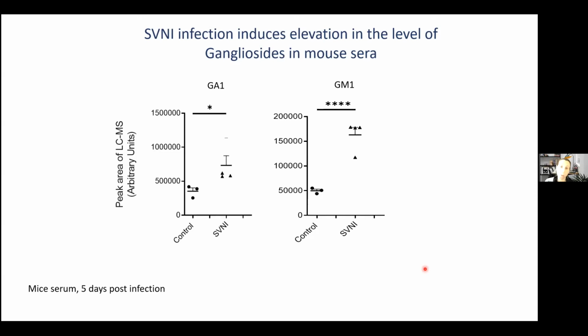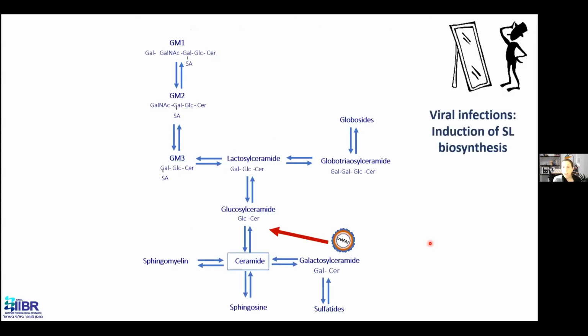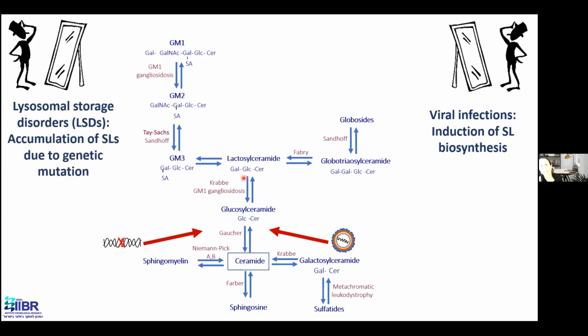So we checked in the serum, and we were very surprised to see elevation of gangliosides, GA1 and GM2, in the serum. And this fit with our assumption that Sindbis virus induced both in vivo and in vitro alteration in sphingolipid upon infection. So we hypothesized that the virus, when it enters, induces this pathway, like increased de novo synthesis of sphingolipid, and leads eventually to accumulation or upregulation of certain glycosphingolipids, as we saw with GM1, for example.